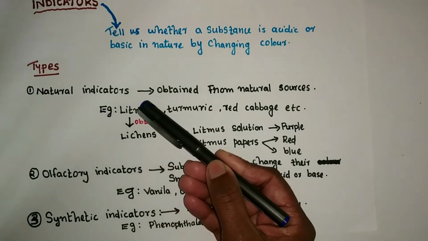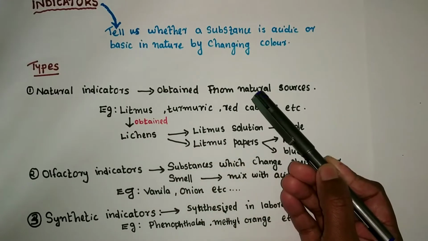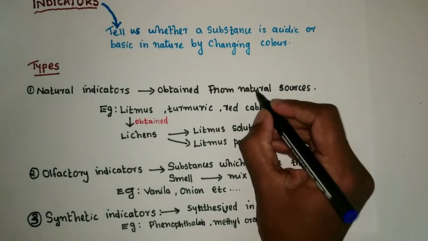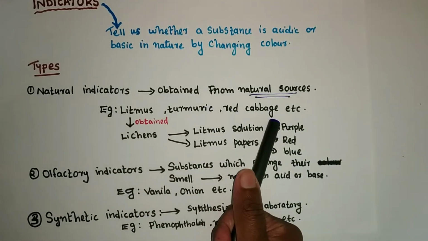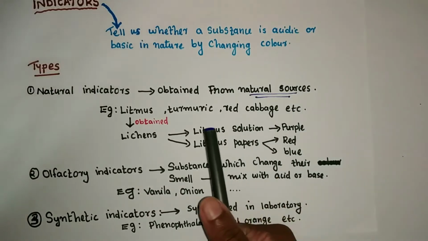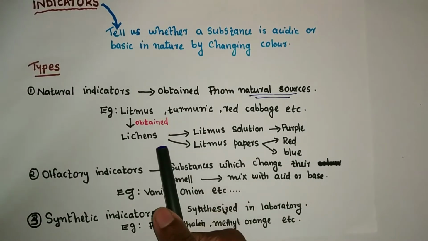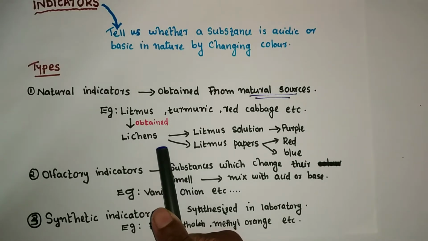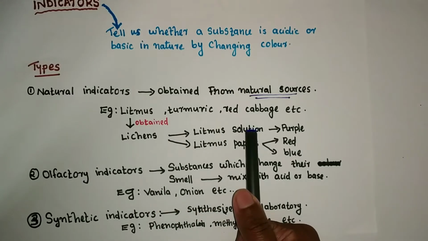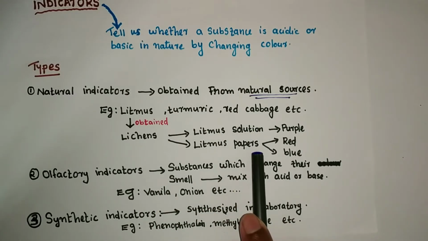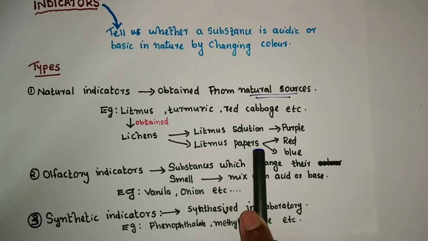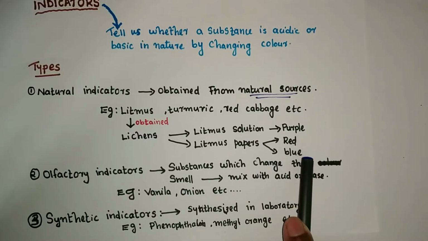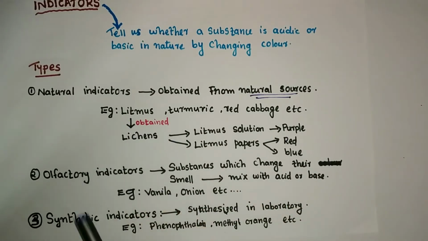First one, natural indicators. Natural indicators are obtained from natural resources. Examples: litmus, turmeric and red cabbage, etc. Mainly when we are discussing litmus, it is obtained from lichen. Lichens are a combination of algae and fungi. This litmus is available either in the form of solution or in the form of paper. Litmus solution is purple in color. Litmus papers are available in two colors, red and blue. This is all about natural indicators.